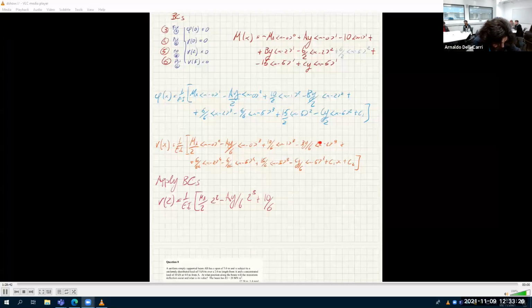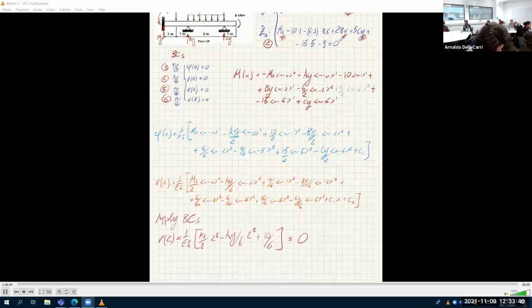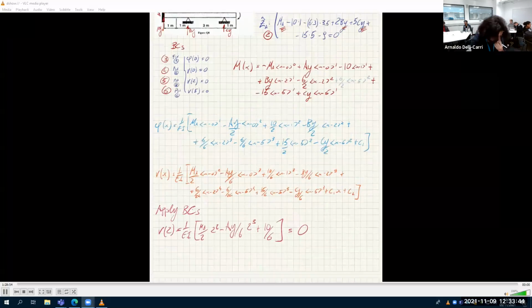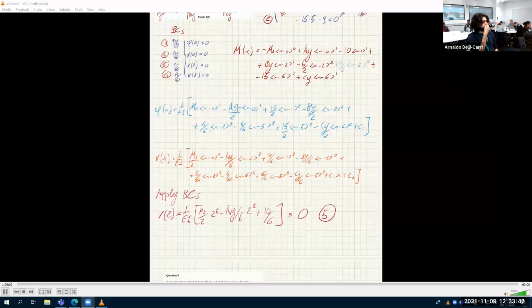So from here on, everything is 0. Then this is CY is 0. C1 is 0. C2 is 0. So this is it. This one equals 0. This is the equation. This is equation 4. Sorry, equation 5. Agreed? If you look at this, this is equation 5.